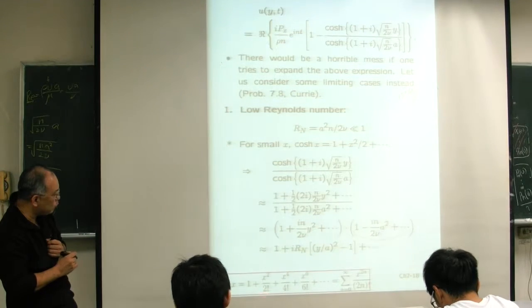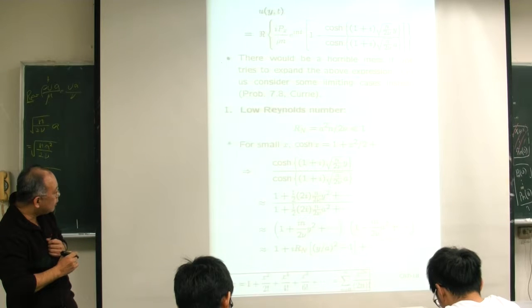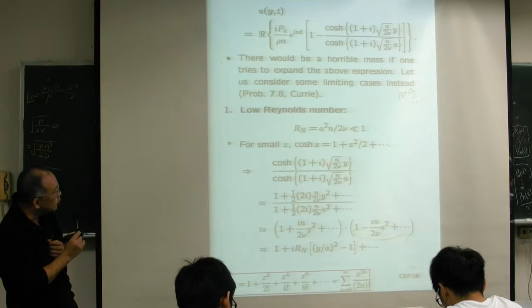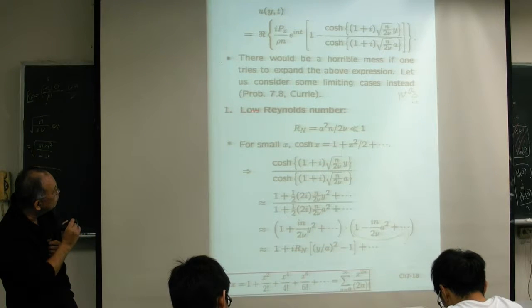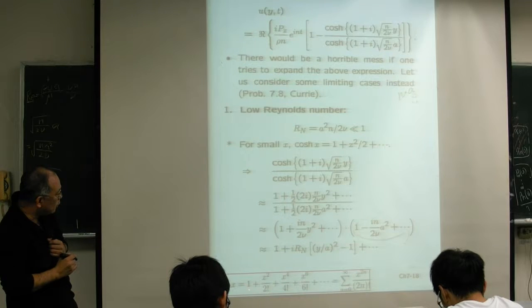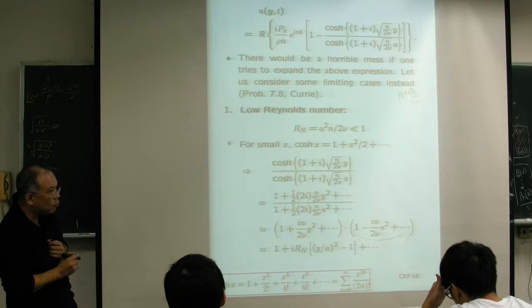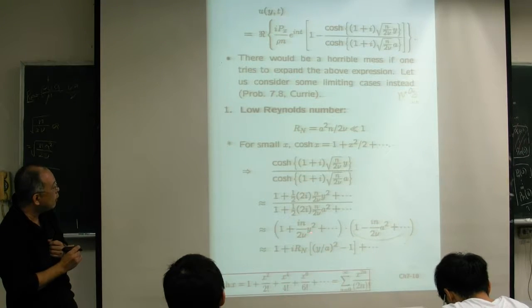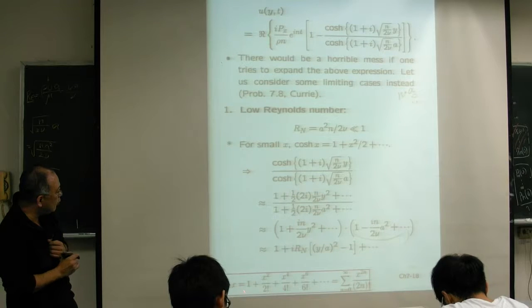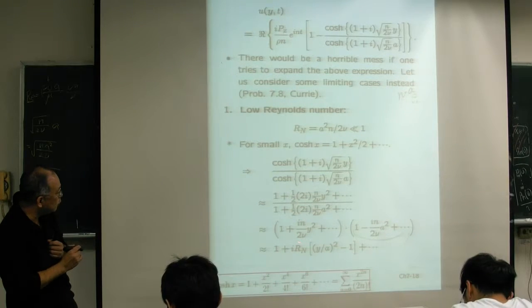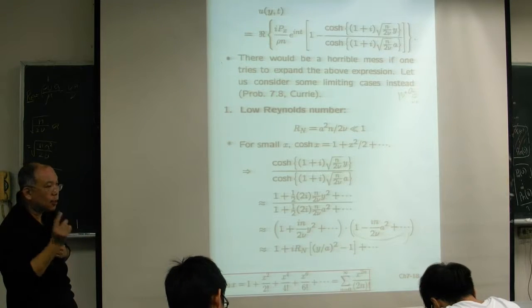You expand it as a series, just like this. And since x is what? x is this value, right? Since our x value here is very small because the Reynolds number is very small, x squared is even smaller, and x to the fourth order is even smaller. So we can have the leading order, 1 plus this. This is the leading order, and the rest we can neglect.